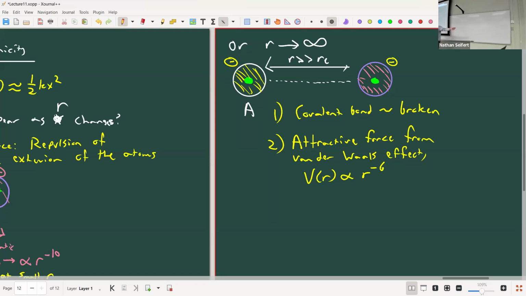On the edges, I should have probably convinced you that it doesn't really look like a harmonic bond anymore. A harmonic bond looks like x squared. But on the short edge, it looks like r to the 10th, and on the long end, it looks like r to the 6th.